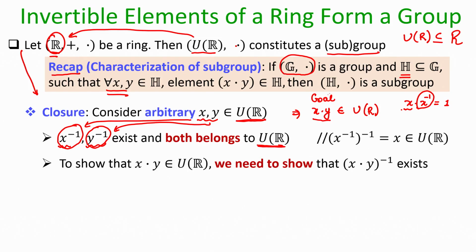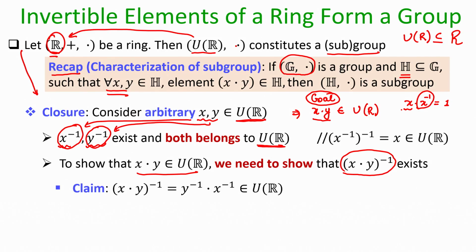Now, remember our goal is to show that x dot y is also invertible, because we have to show that it belongs to the set U of r. That means I have to show that there exists some element (x dot y) power minus 1, which when multiplied with x dot y will give you the identity element. And my claim is that the inverse of x dot y is nothing but y inverse dot x inverse.